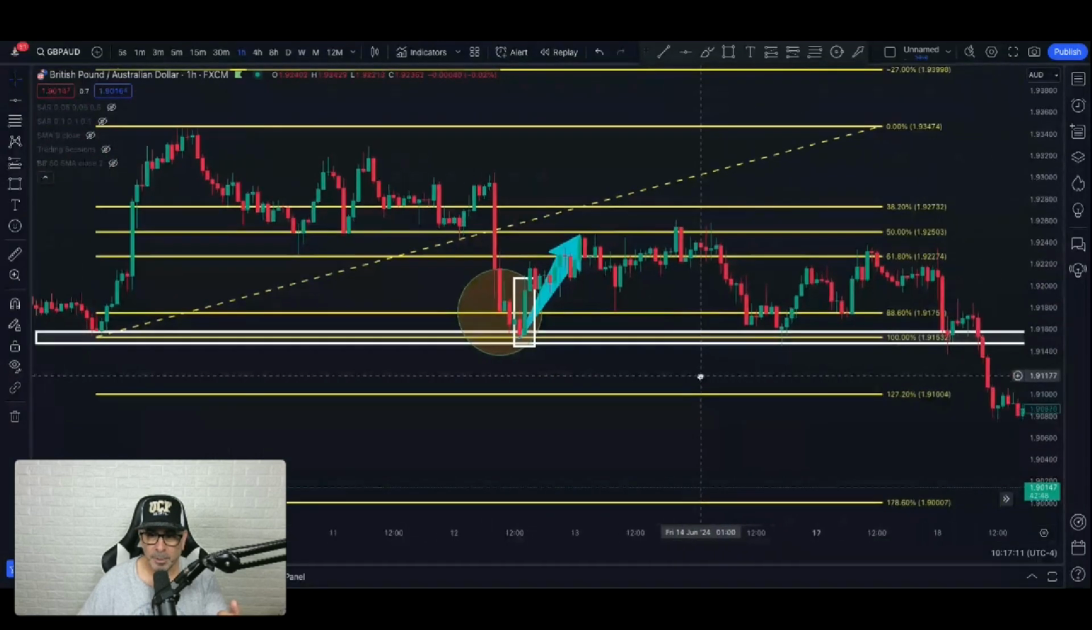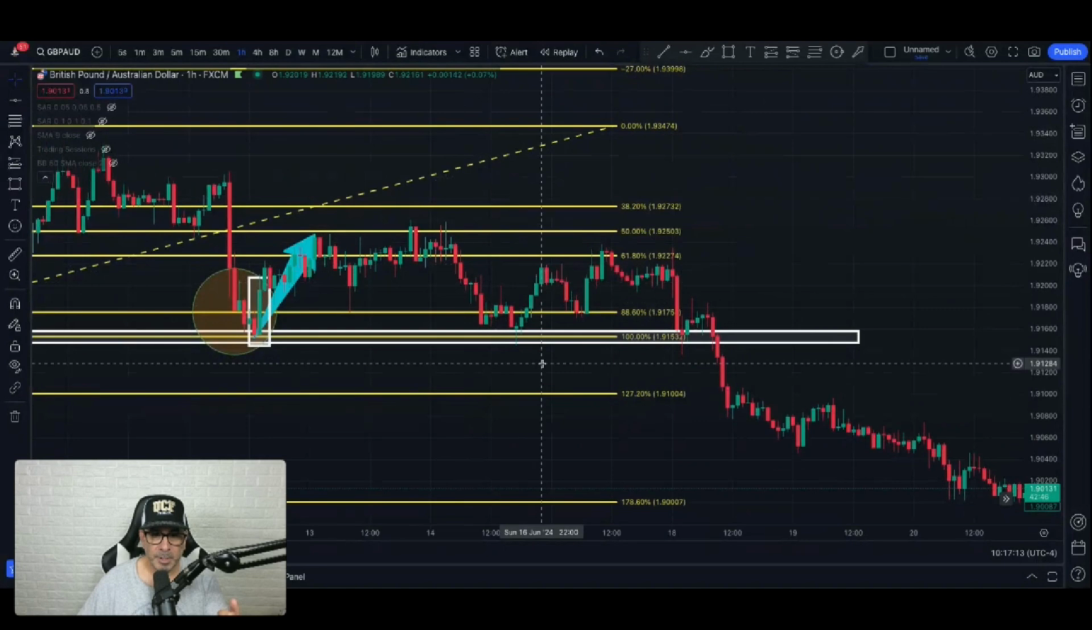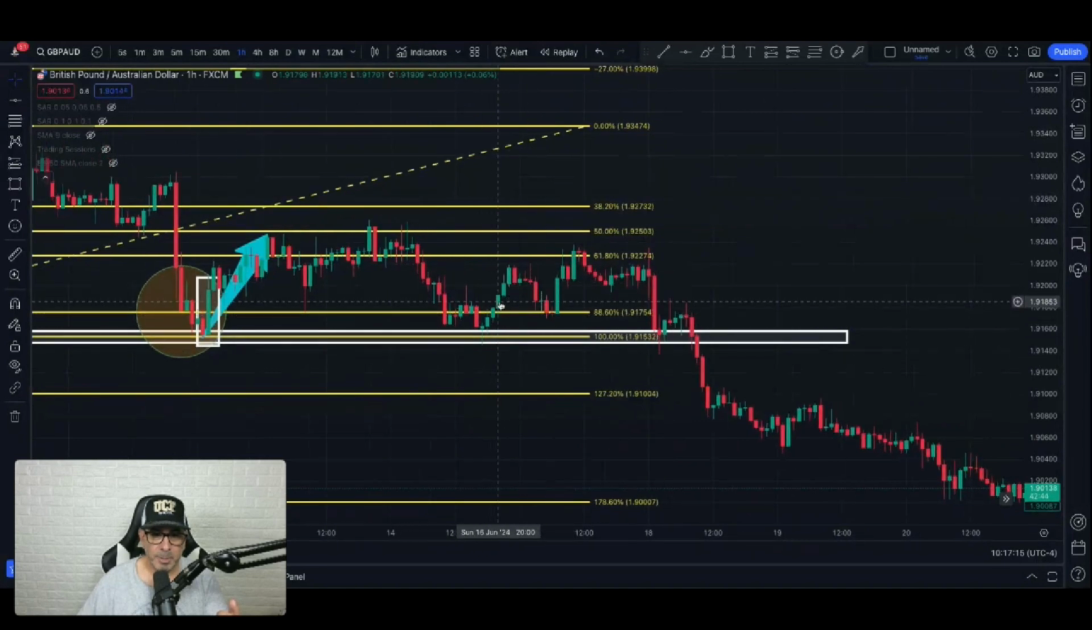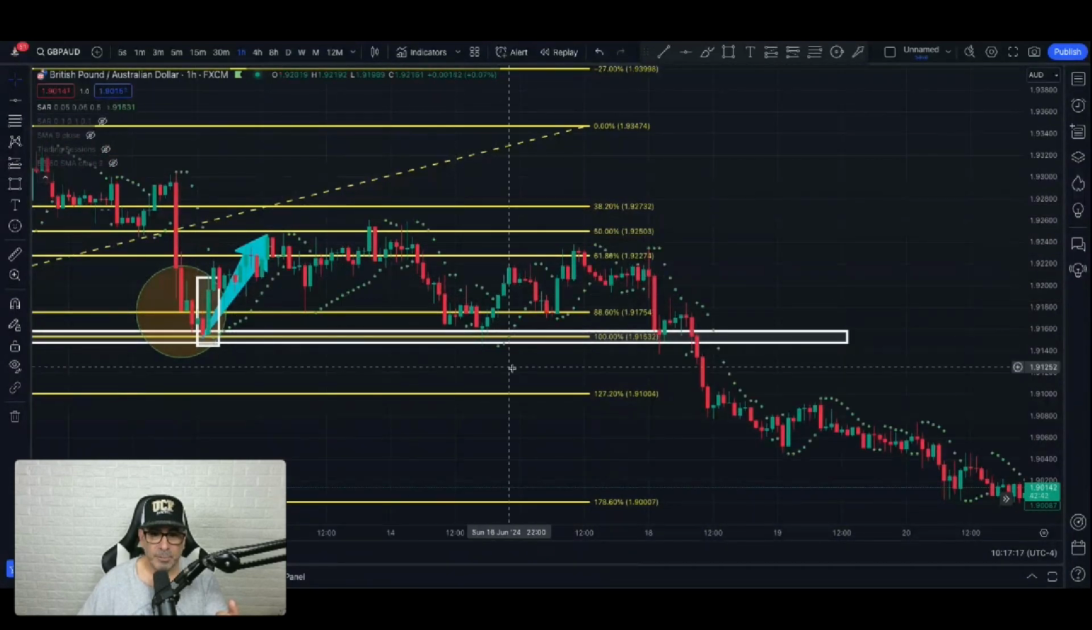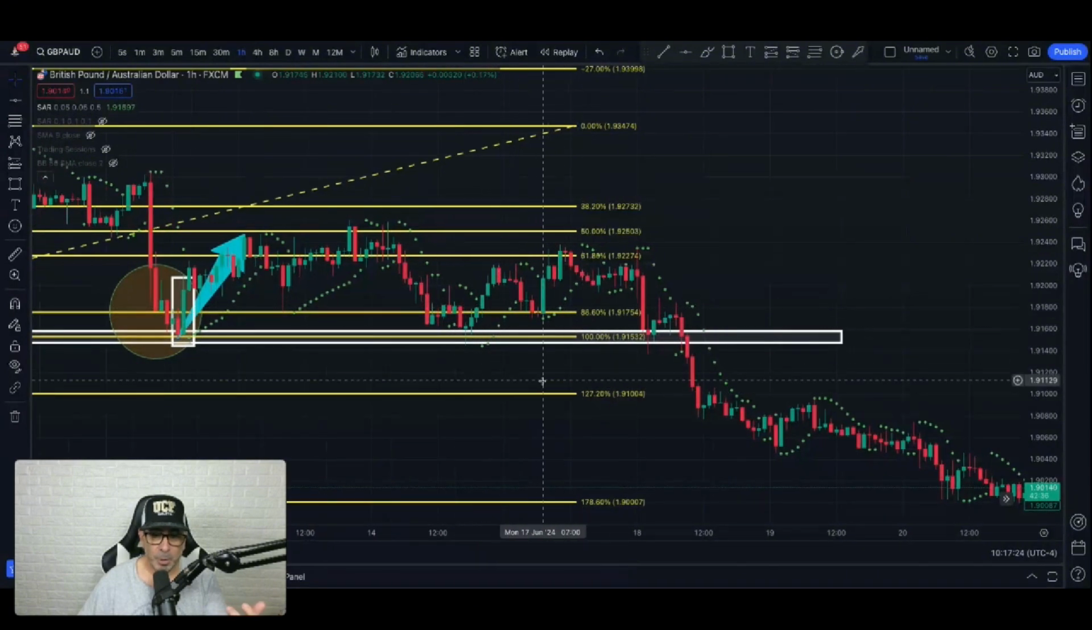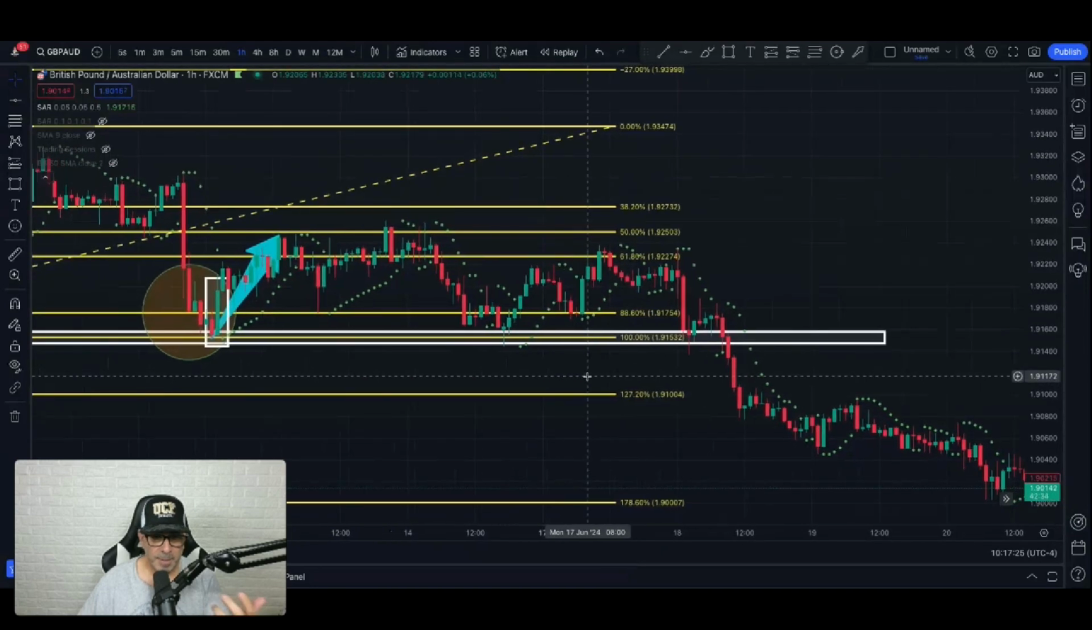Same thing over here. It came all the way back to retest support, right? This is going to be your candle where you're going to see that SAR, because that is your candle that broke that particular zone right there. And again, this is why we talk about understanding, and this is why the fib levels are good for you, right?